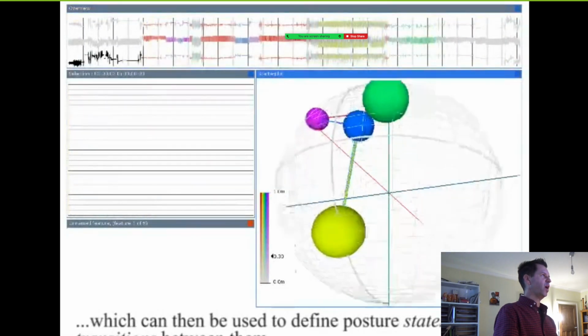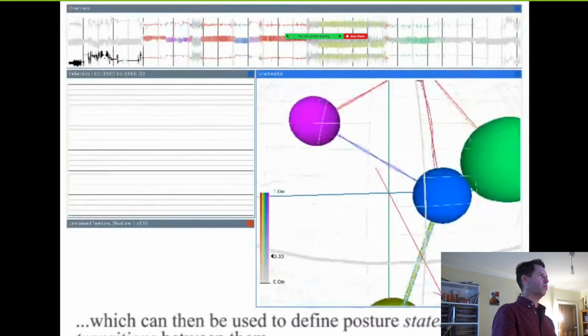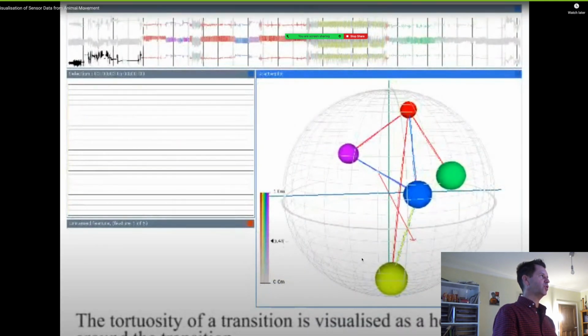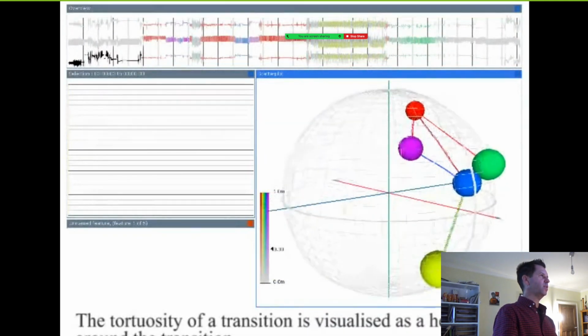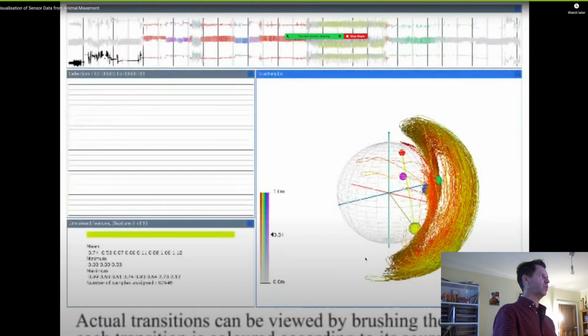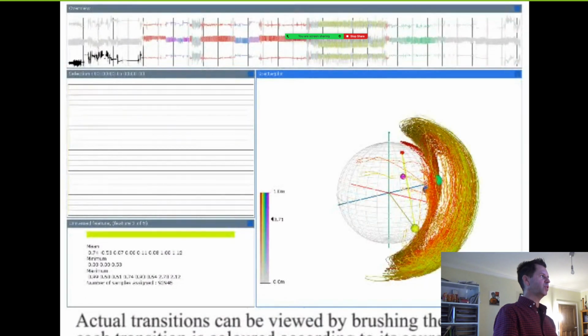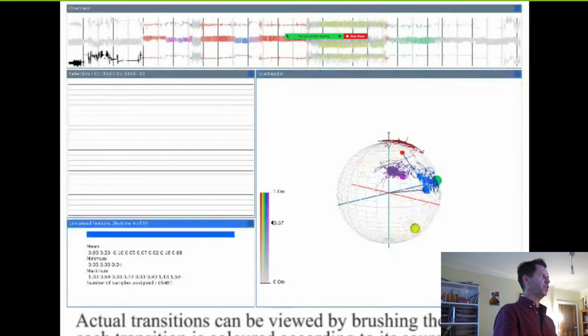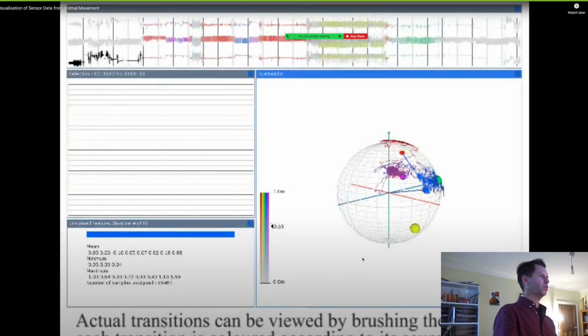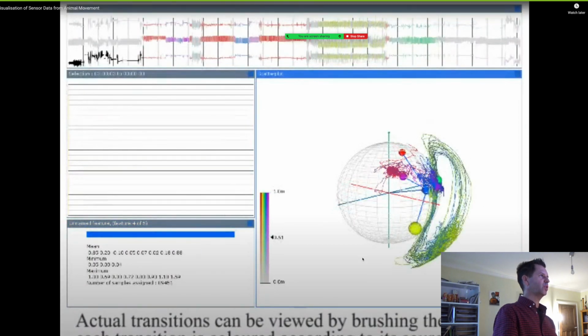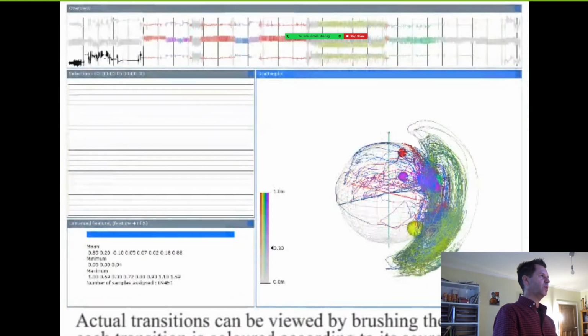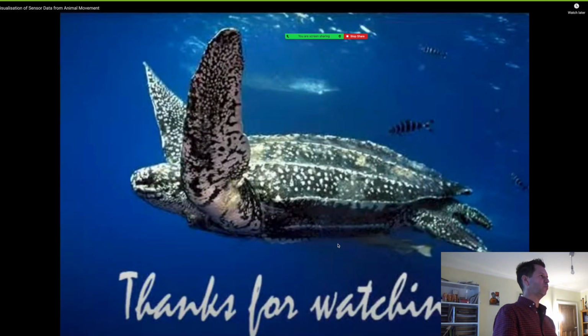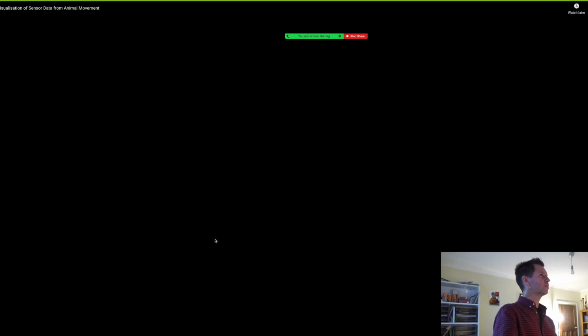And then we can abstract the clusters away, and we can form the posture transition graph and add the edges between the transitions. We can indicate tortuosity. Transitions can be viewed by brushing the postures, and each transition can be colored according to its source posture. In other words, the orientation from which it came.